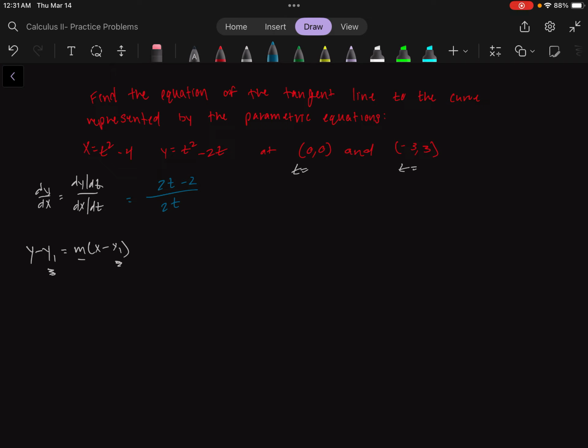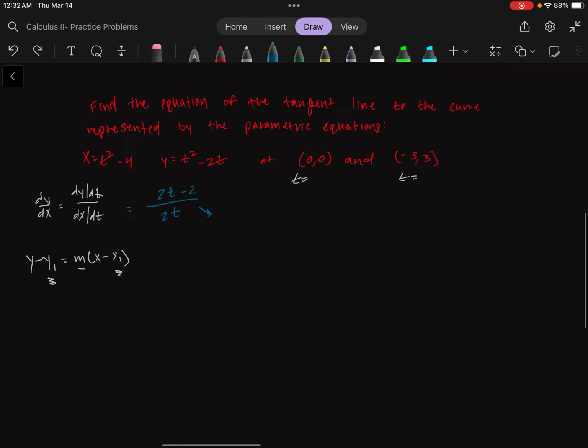So this is the slope function. But notice they're asking us to evaluate it at x values, which is okay. That just means that we need to find out what t value this point occurs at so we can plug it into our slope function. So let's see. If x equals t squared minus 4, what t value would cause it to be 0, right? t is either going to be plus or minus 2, right?